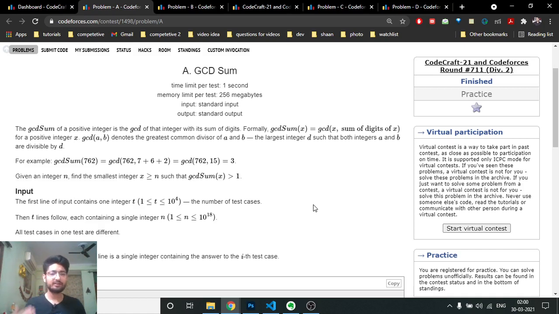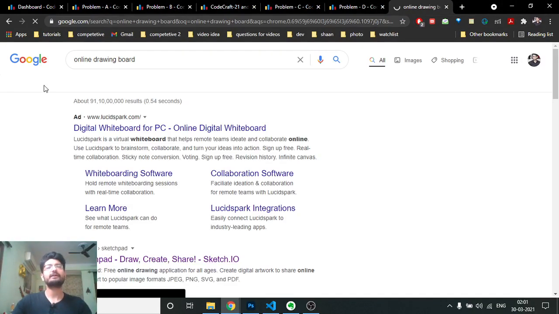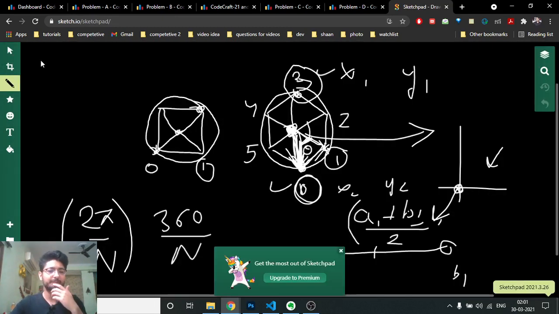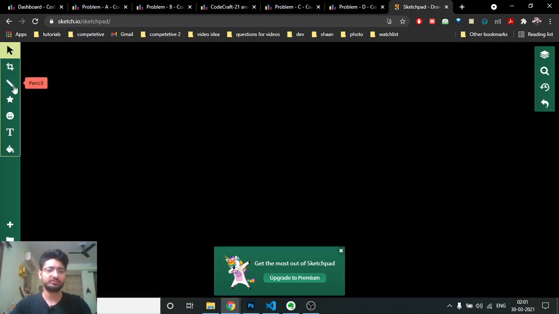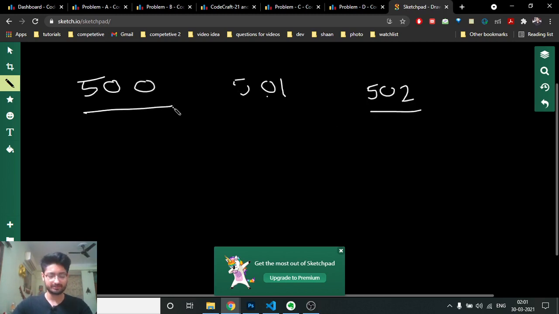Now, can it take a very large time to find a number whose GCD sum is greater than 1? I think not. What you can easily see in this problem is that you are taking any number greater than or equal to n and just incrementing it. Maybe your starting number is 500. If you don't find a valid value, you go to 501, then 502, 503. The alternate numbers are even numbers, so they have a lot of factors.